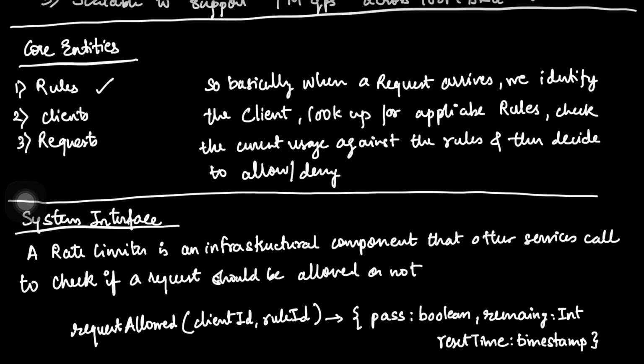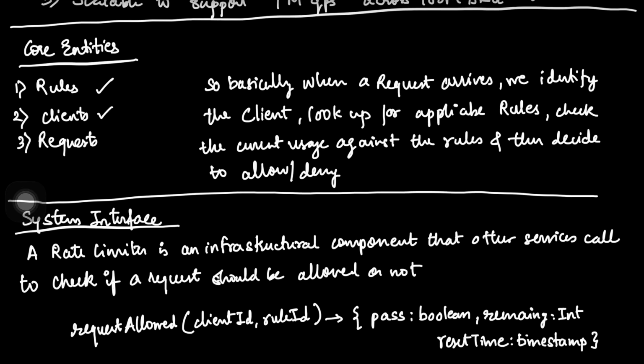Think of this as our policy definitions. They define the limits for different scenarios. Like premium users get, let's say, 1,000 requests per hour versus a search API which allows only 10 requests per minute per IP. They tell the system exactly what the threshold is for a specific context.